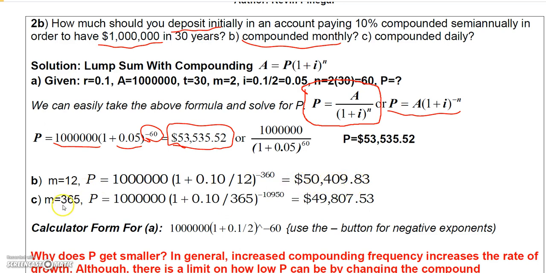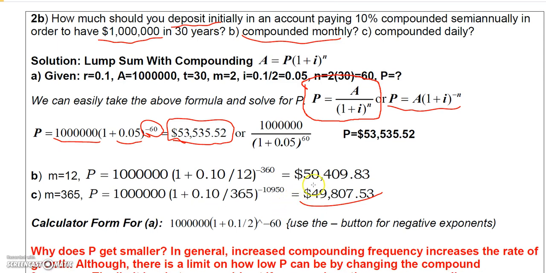$50,409 and change so that this would grow to $1 million at the end of 30 years if I had monthly compounding. And if I had daily compounding, just replace the m with 365, and of course you know that 30 times 365 is 10,950. So I would only need $49,807 and some change for it to grow to $1 million if I had daily compounding.